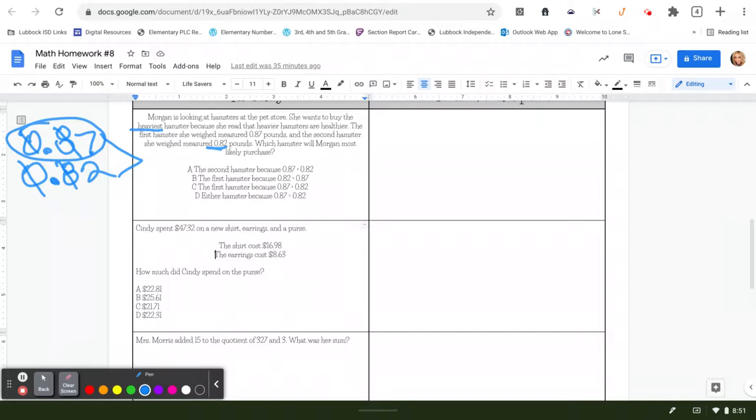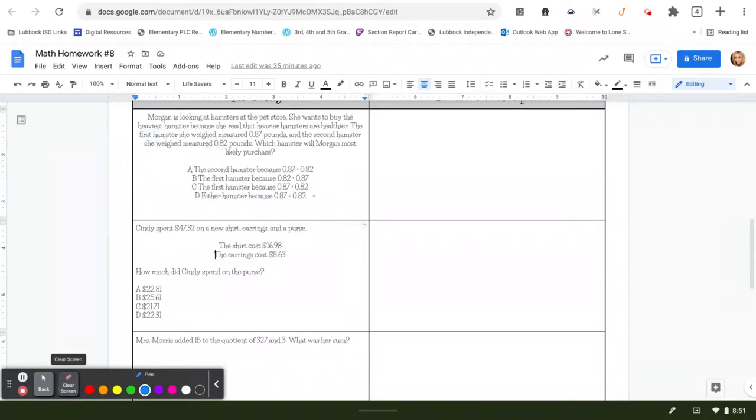So let's see. It was the first hamster that weighed this much. So which hamster does she want to buy, the first or the second? It's not the second, and it's not both of them because they're not equal. So I want you to look and determine which one's true, B or C.